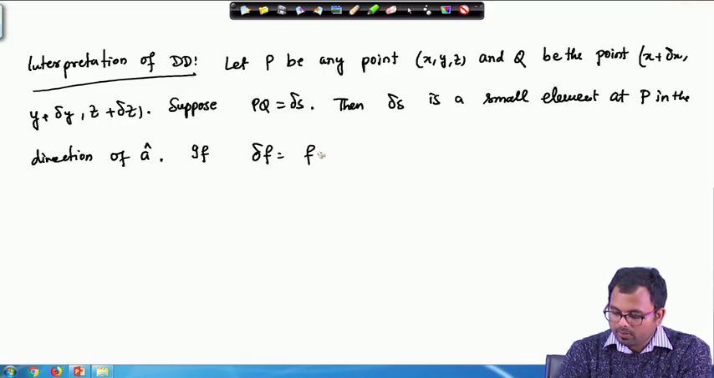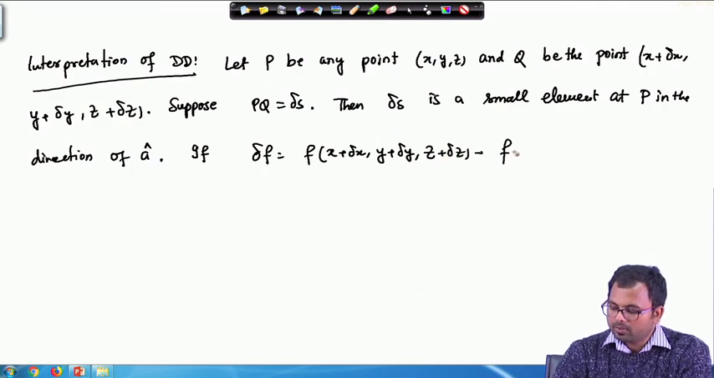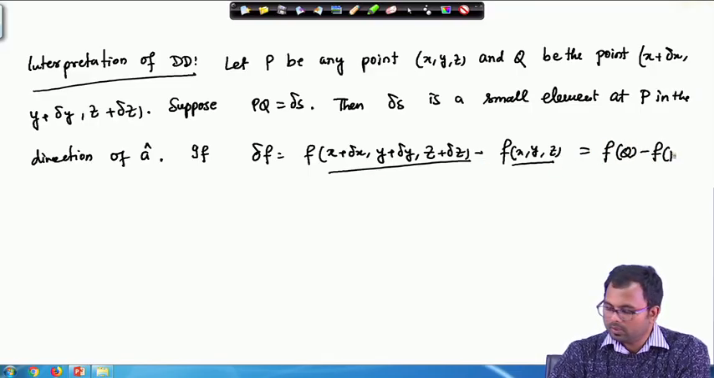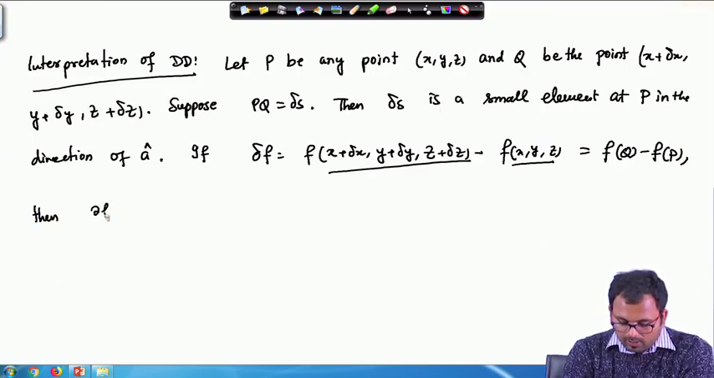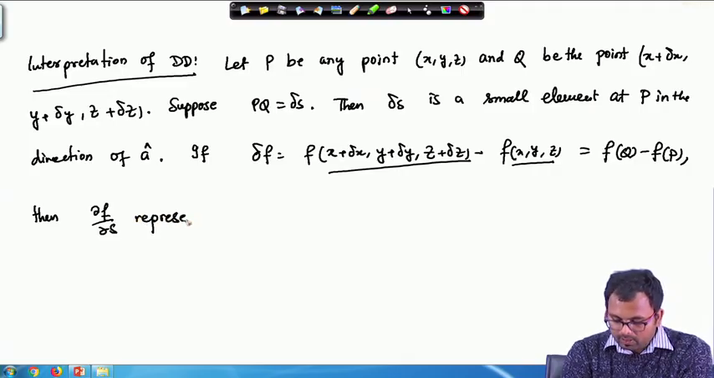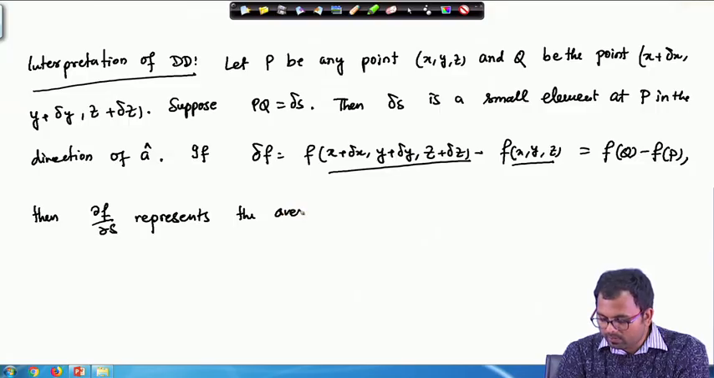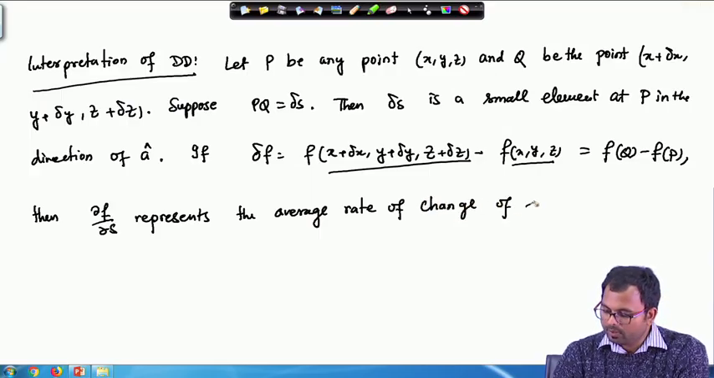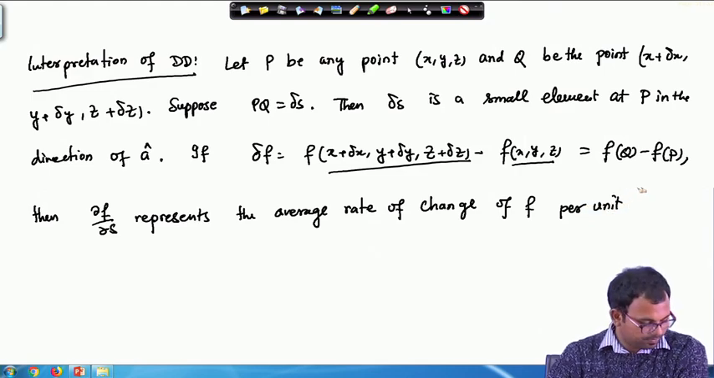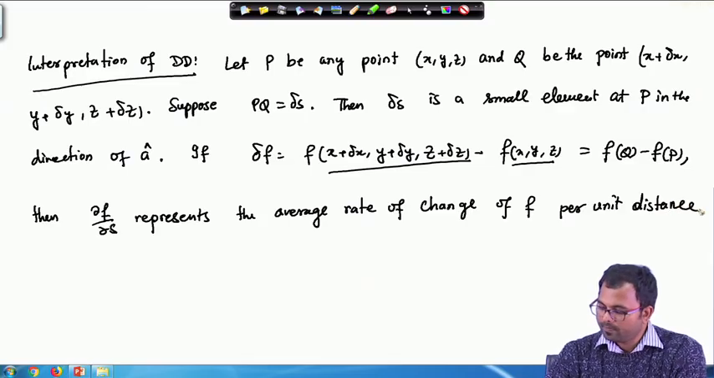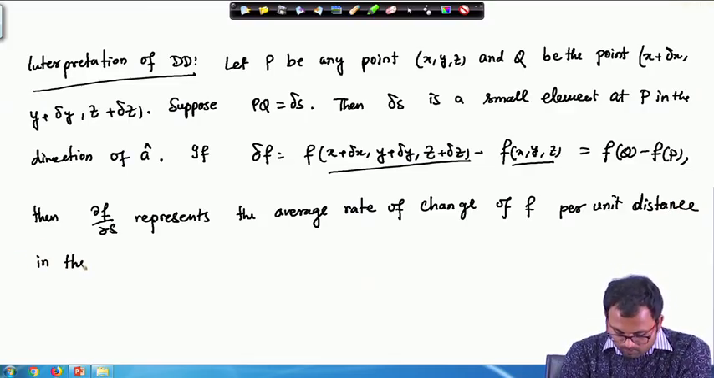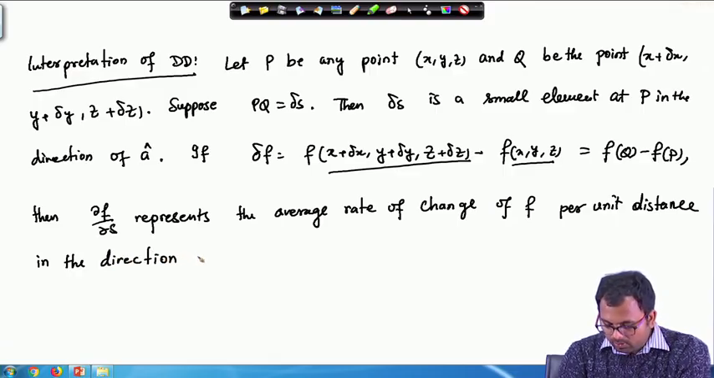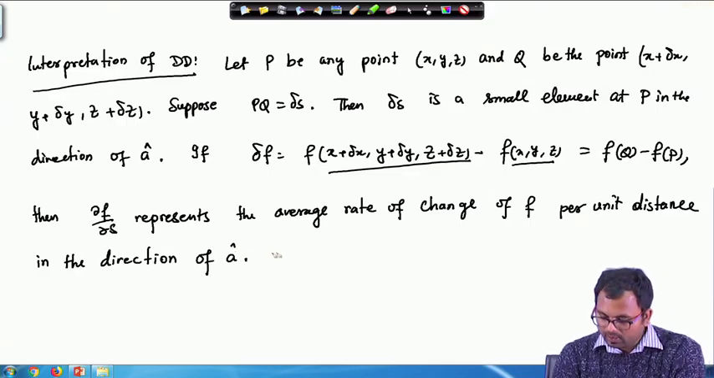And if delta f is equal to f(x plus delta x, y plus delta y, z plus delta z) minus f(x, y, z), so this is our point Q, this is our point P, so f(Q) minus f(P), then del f by del s represents the average rate of change of f per unit distance in the direction of a cap.